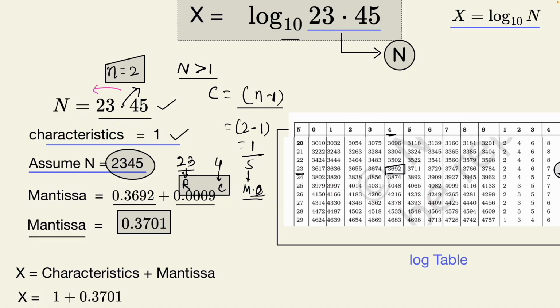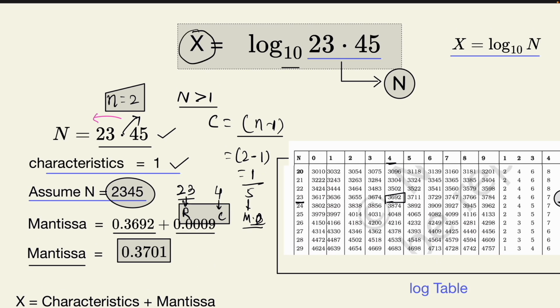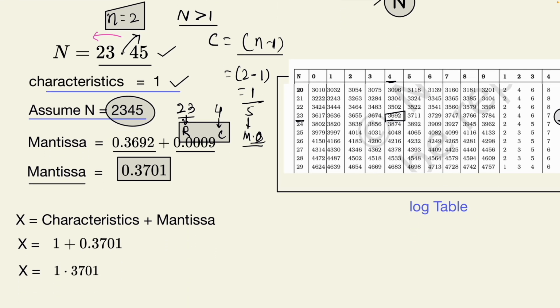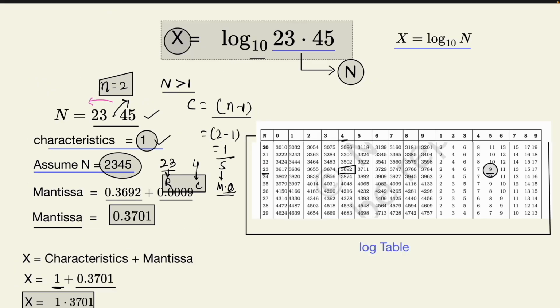Now x is a combination of characteristic and Mantissa. So characteristic, how much did we get? 1. So we represent 1 here. And Mantissa is 0.3701. So after combining both of it, x is equal to 1.3701. For better clarity, let's try one more example.